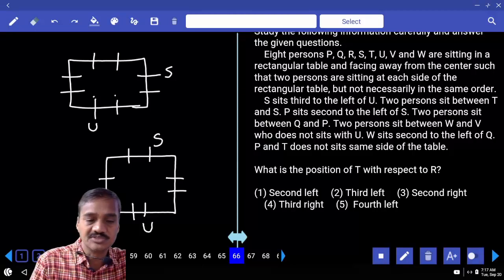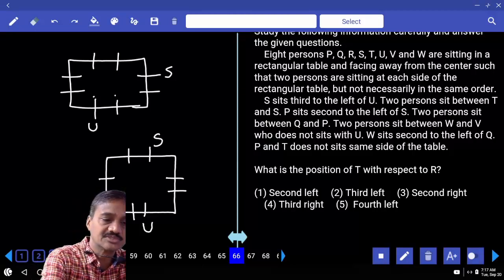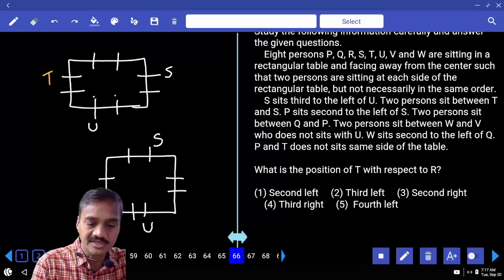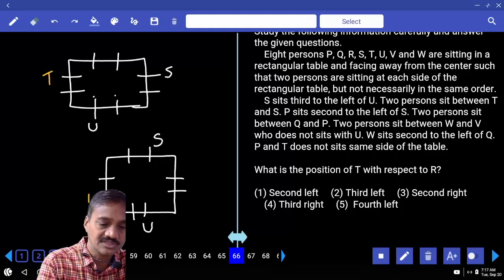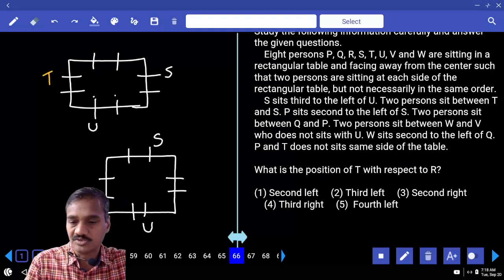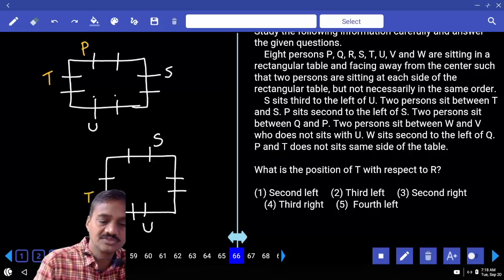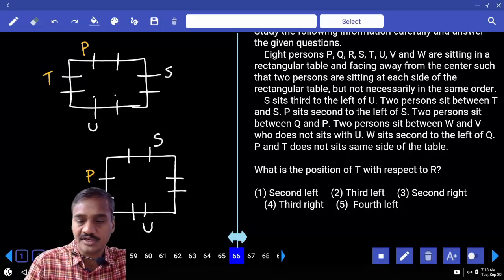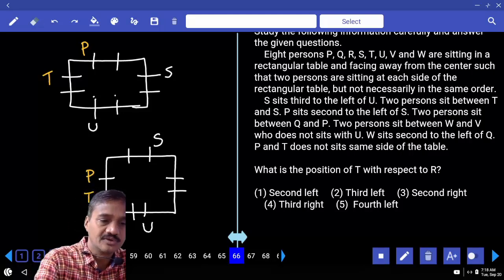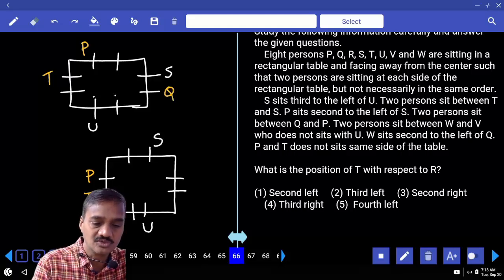There are 2 persons between T and S. In between T and S there must be exactly 2, so T is here. Next, P is seated second to the left of S, so P is here. Then there are 2 persons between Q and P. In between Q and P there must be exactly 2 people, so Q is here.